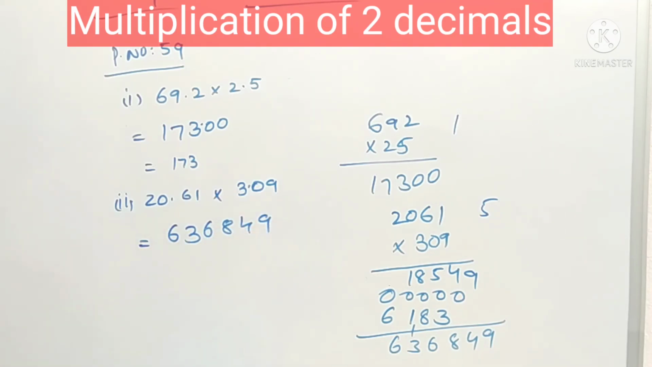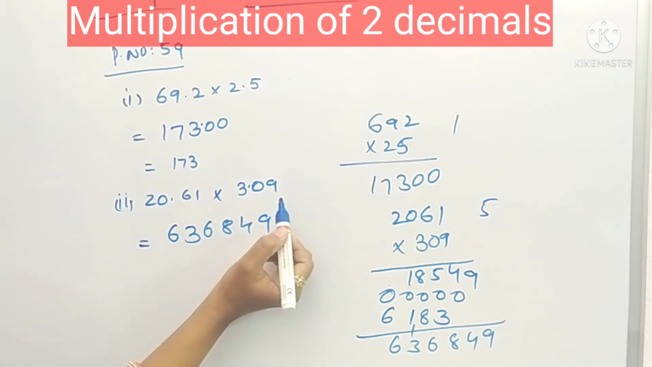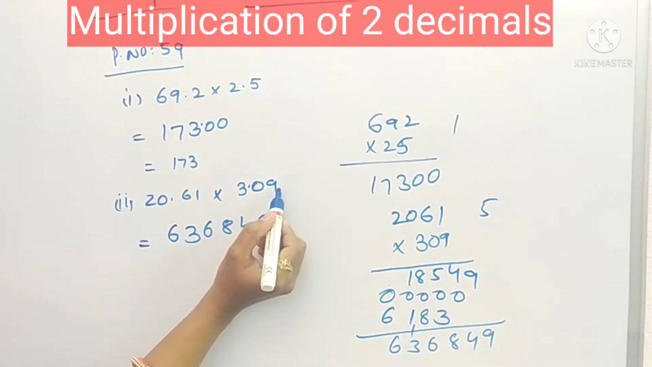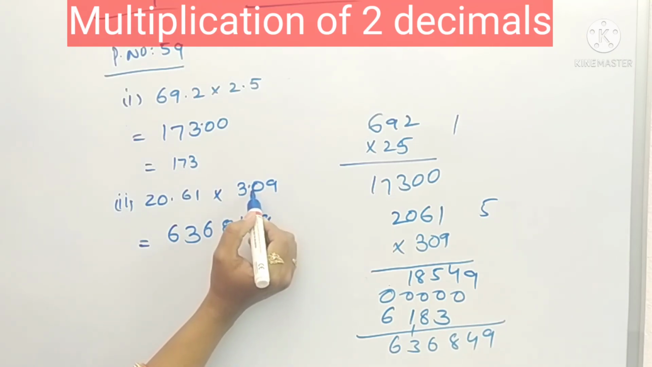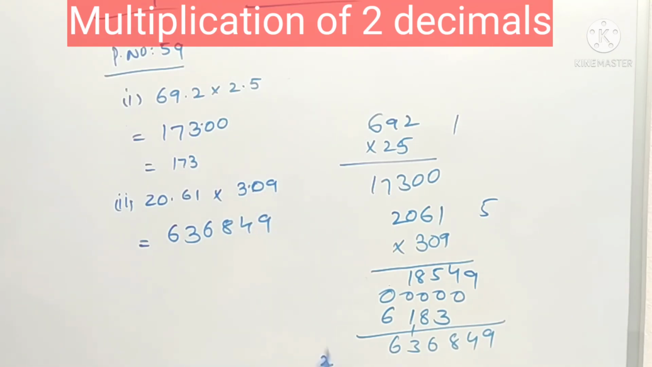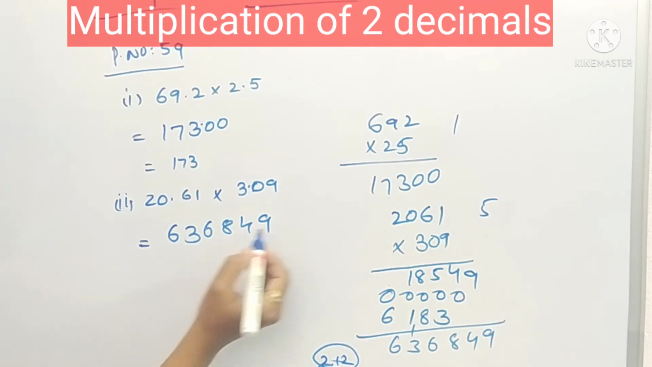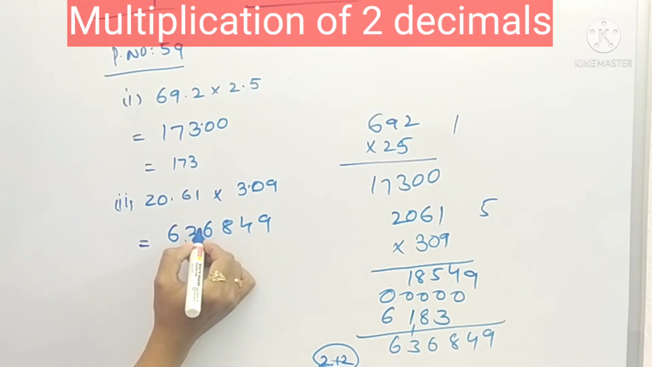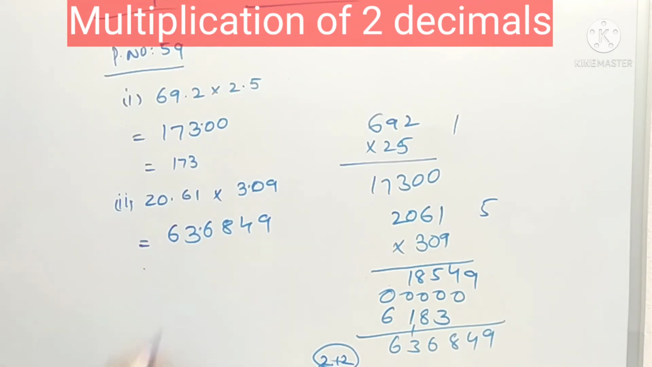Okay. Now just count the decimal points. Okay. After how many digits decimal point is there? 2. Right. And here also after 2. So now put the decimal point after 2 plus 2, 4. 1, 2, 3, 4. So this is 63.6849. Okay.